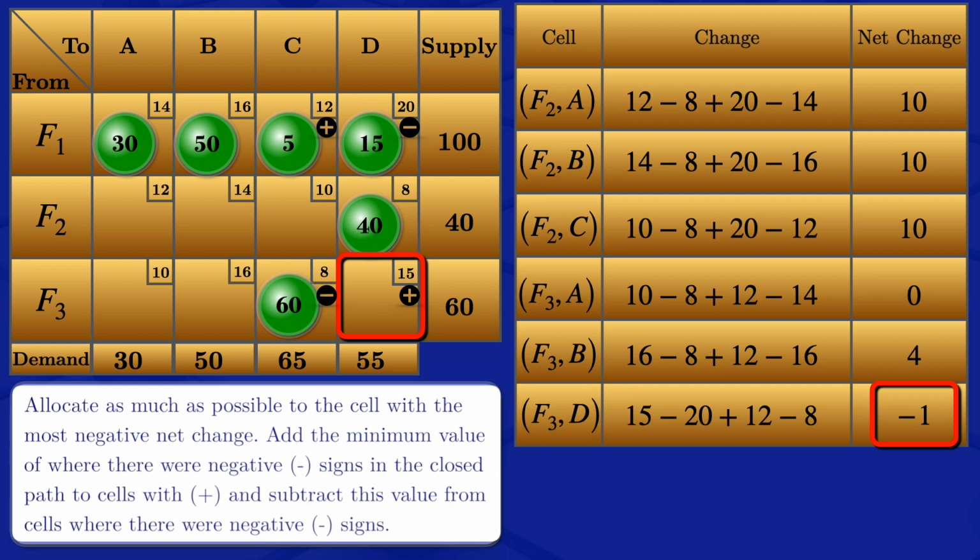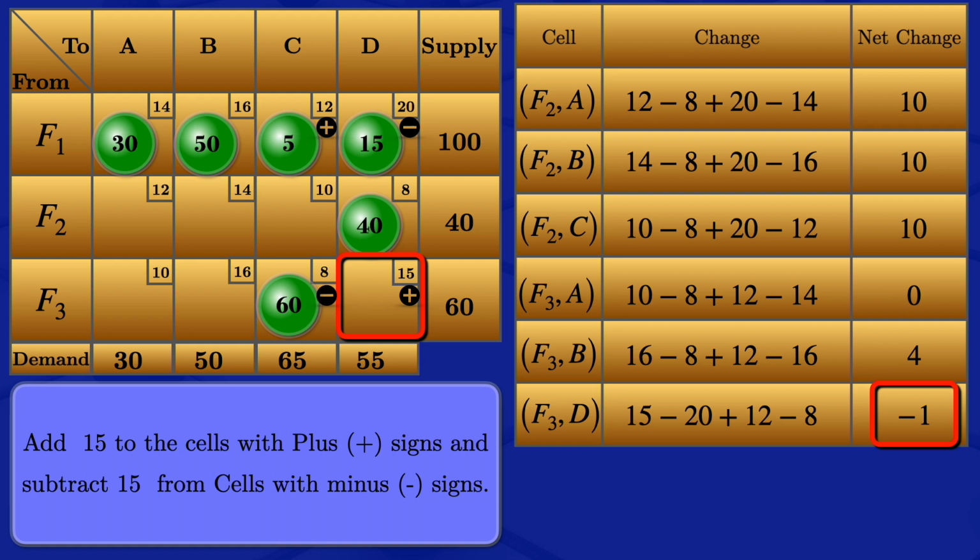Allocate as much as possible to the cell with the most negative net change, which is this cell. Compare the two allocations in the cells where there are negative signs. In this case, we are comparing 15 and 60. The minimum of these two values is 15. Add this 15 to the cells with a positive sign and subtract it from the cells with a negative sign. In this case, we add 15 to 0 since there was no allocation in this cell to give us a 15.